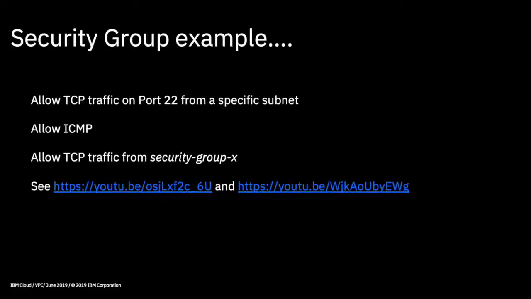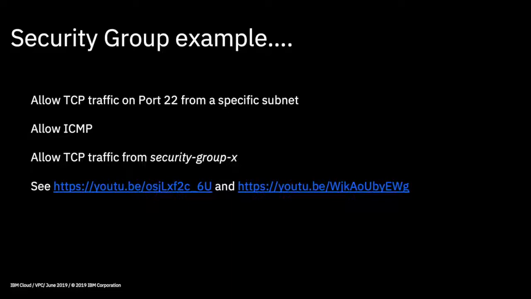You can allow ICMP, which is ping traffic. So if you want to be able to ping your servers, you can allow that through a security group. And you can also allow TCP traffic from, let's say, another security group. So if you've got different security groups in your VPC, then rather than explicitly naming different servers, you can do it by security group as well.